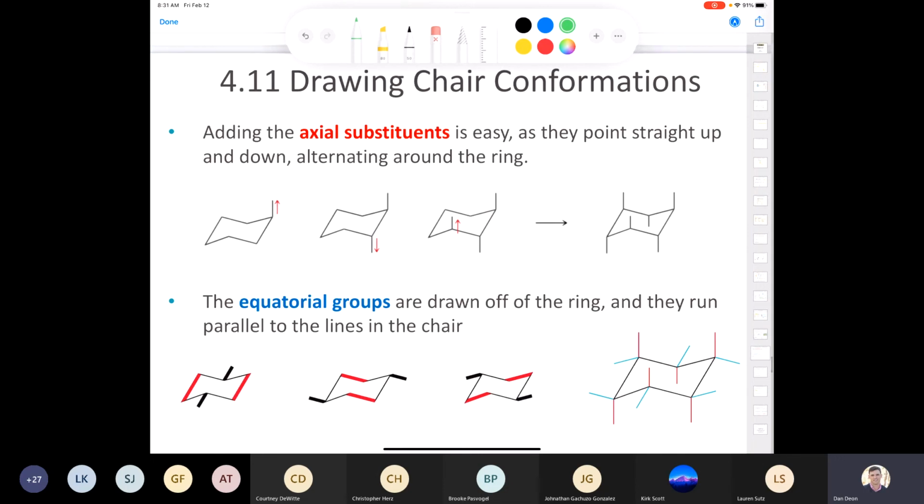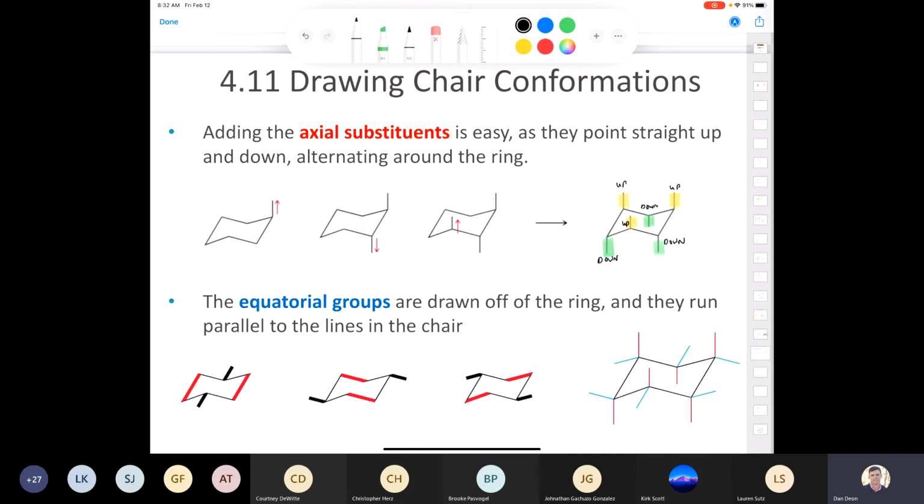Anyhow, let's talk about it a little bit more. You see how of the axial substituents, you have 3 of them pointing straight up, and 3 of them pointing straight down. And notice that they alternate: you have up and axial, down and axial, up and axial, down and axial, up and axial, and down and axial.